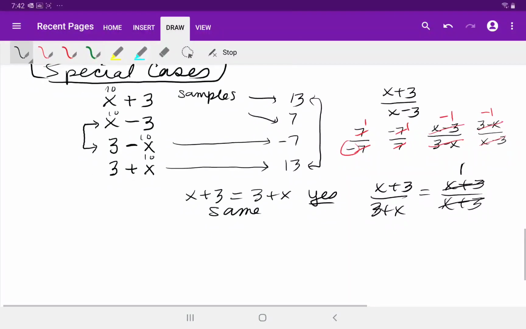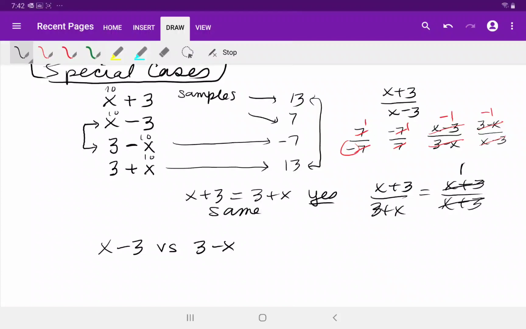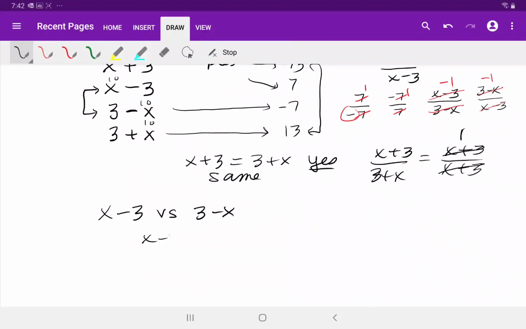Okay, so let's discuss our new strange case. x minus 3 versus 3 minus x. They do cancel. So if you have x minus 3 over 3 minus x, that's negative 1. It does reduce. Just cross them out like that. And if you have them upside down, same thing.